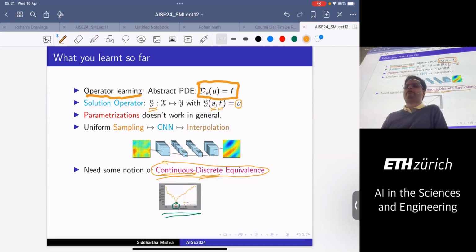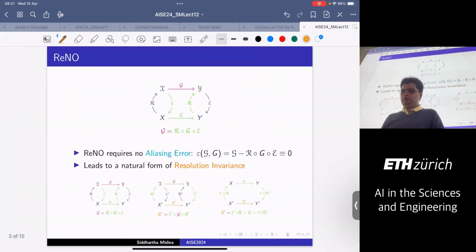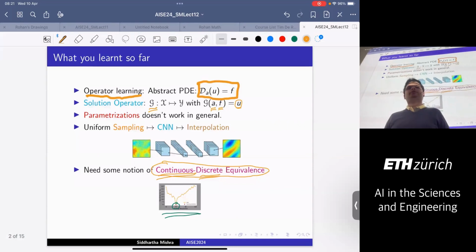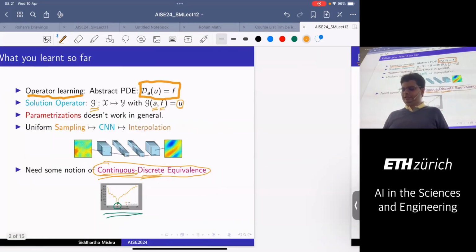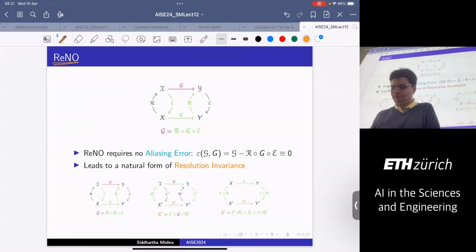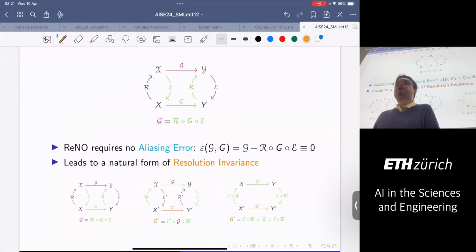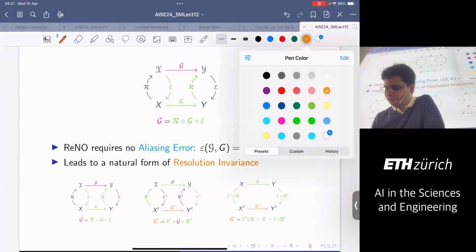Okay, so how do we formalize and formulate this continuous discrete equivalence? We do so with this framework, which is called ReNO, representation equivalent neural operators, right? This is the framework that was introduced last year from my lab. But essentially what it does is it provides a proper notion of this continuous discrete equivalence. And the key is this figure here, which is worth 1,000 words. So let me try to walk you through this figure. So our problem, let me pick a color that is not there, orange is good.